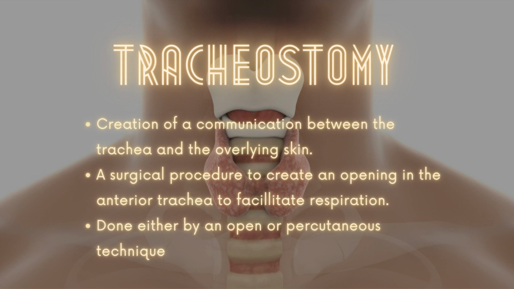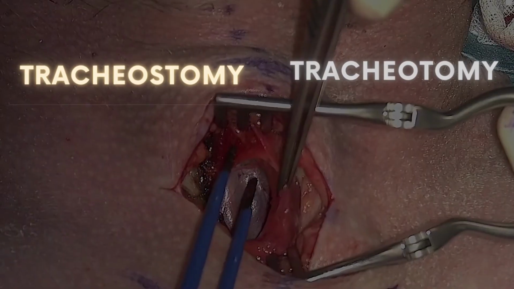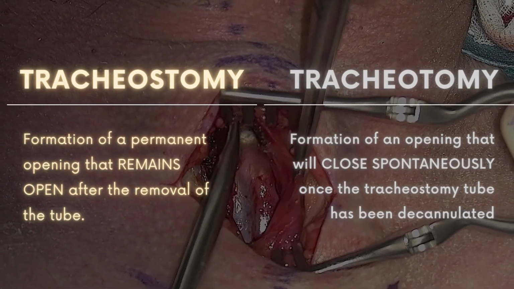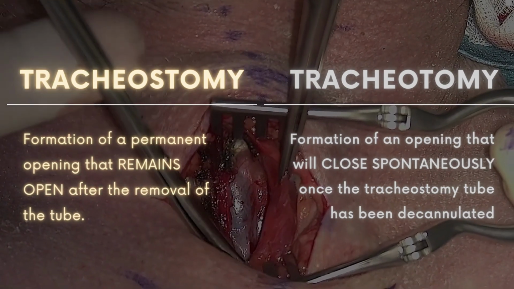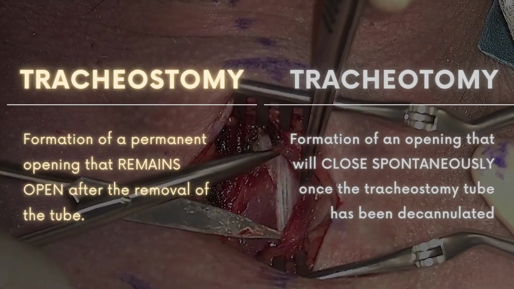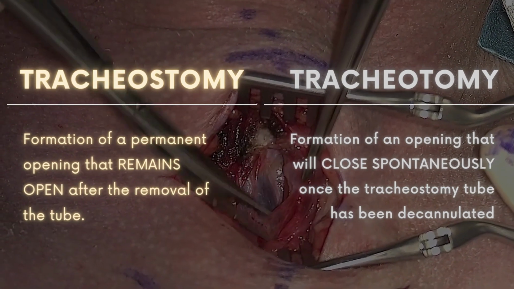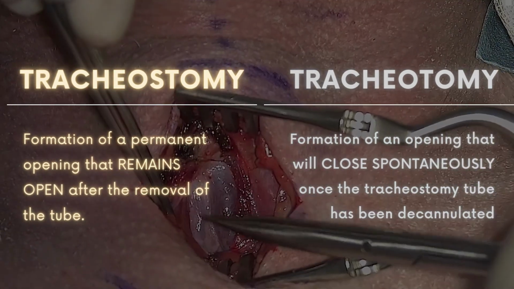Tracheostomy refers to the creation of communication between the trachea and the overlying skin. This may be done either by open or percutaneous technique. To compare tracheostomy from tracheotomy, tracheostomy is the formation of a permanent opening that remains open after the tube has been removed, while tracheotomy is the formation of an opening that will spontaneously close when the tracheotomy tube has been decannulated.